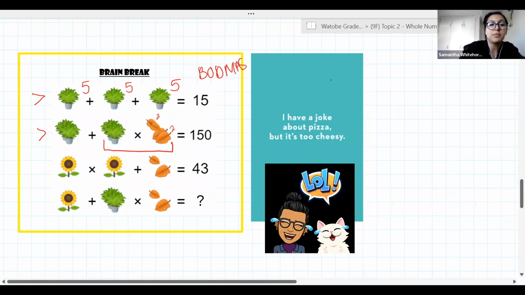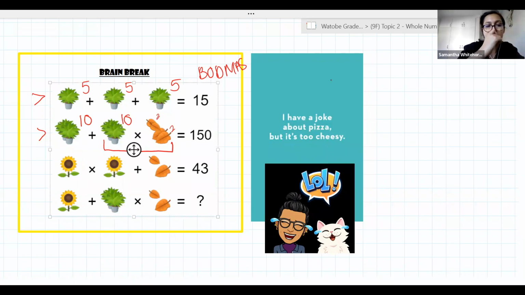Remember, one plant was worth 5. Over here I've got 2 plants. So that means each of these is actually worth 10. It's worth double what one pot plant is. So if two pot plants is worth 10, we are saying 10 times what plus another 10 should give me 150. So Wanga, do you want to help me out here?